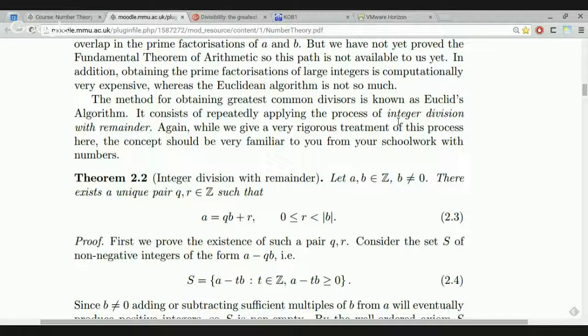So for any given pair of numbers a and b, there's only one q and only one r which do this division process, with r being a small remainder, with the value of r less than the absolute value of b.